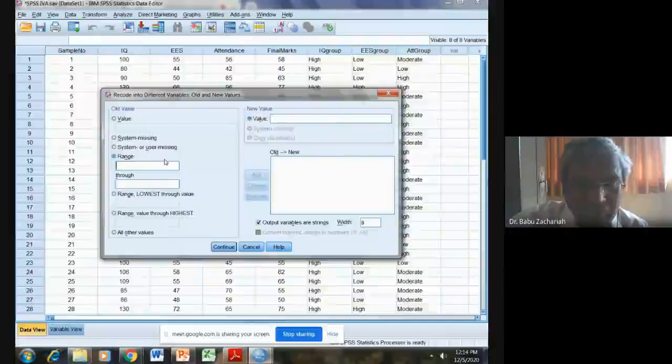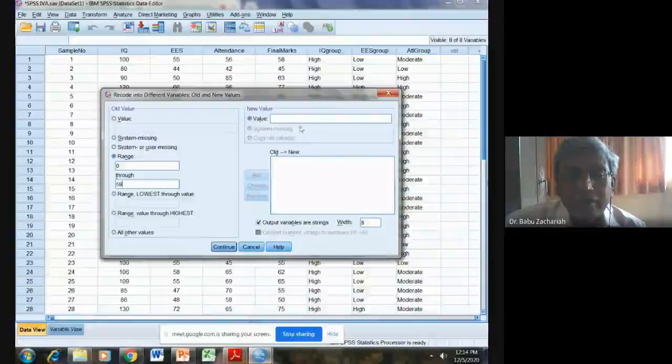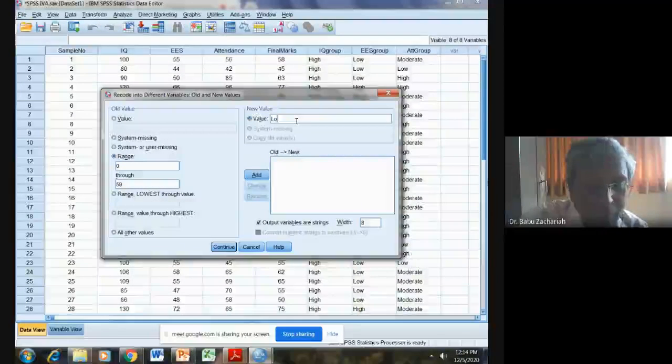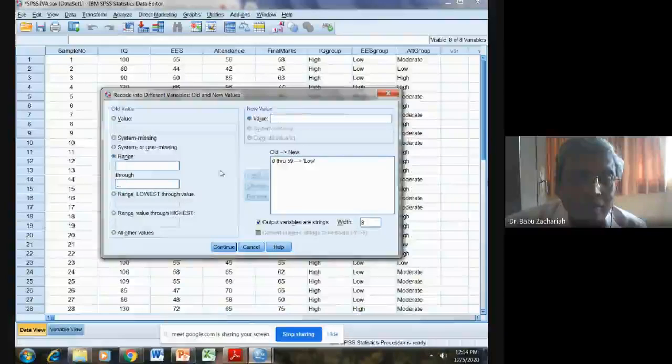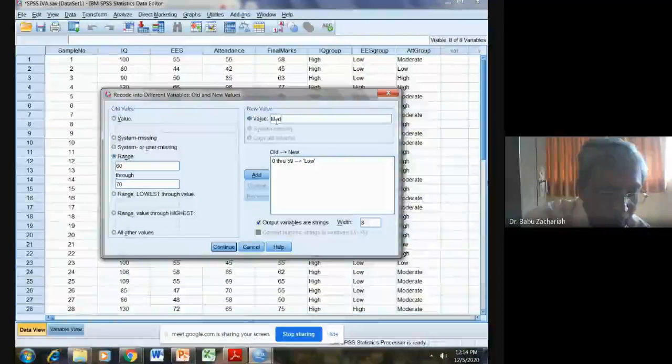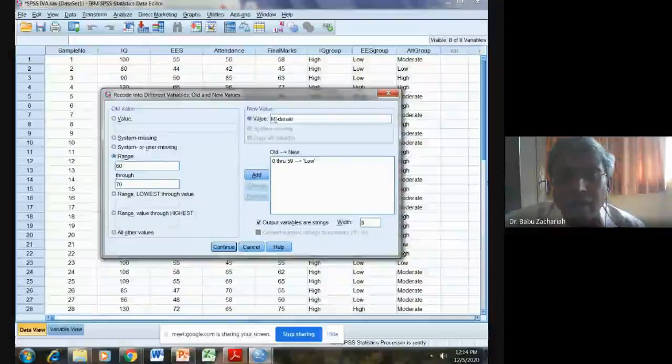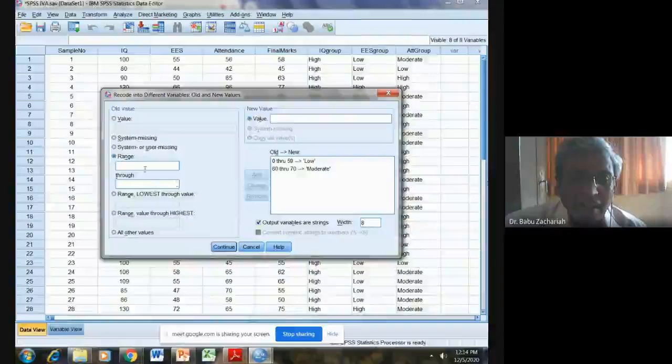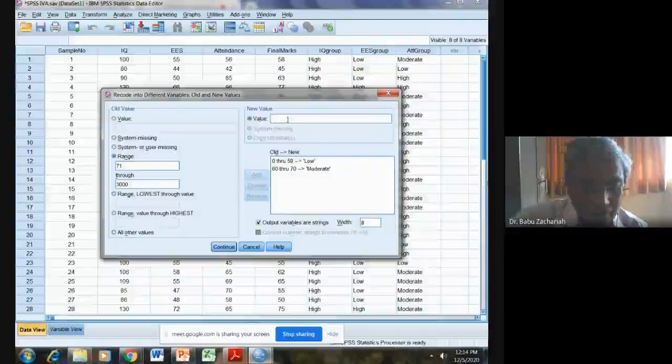Zero to 59, this is low. Add 60 to 70, moderate. And 71 onwards to some big number, and that is taken as high.